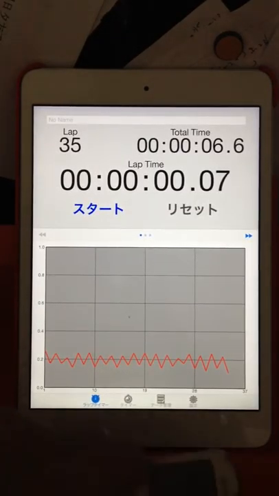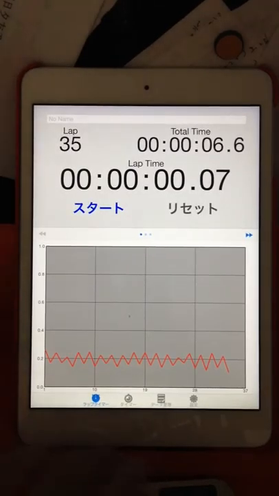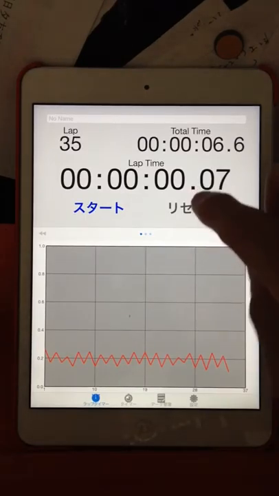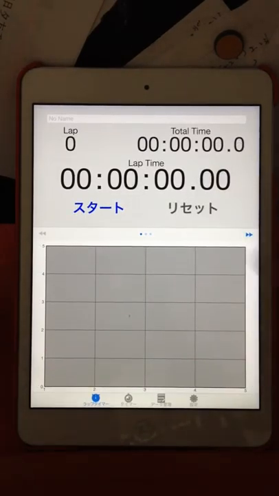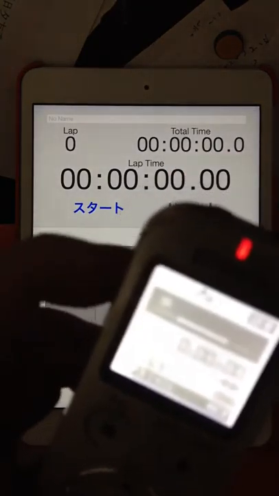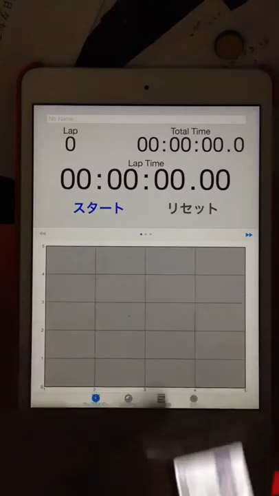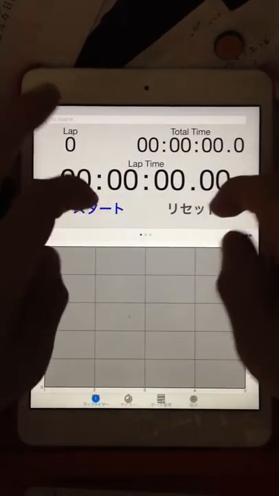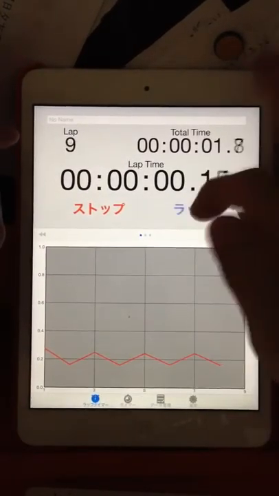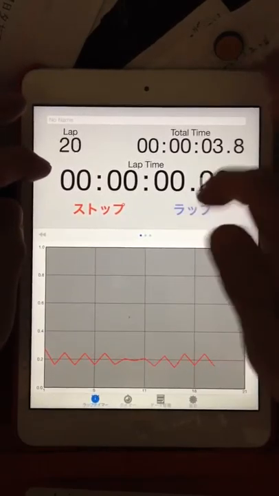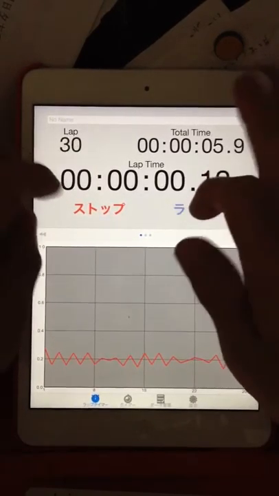It's difficult to see and compare. So let's restart. Reset. Record again. 1, 2, 3, 4.